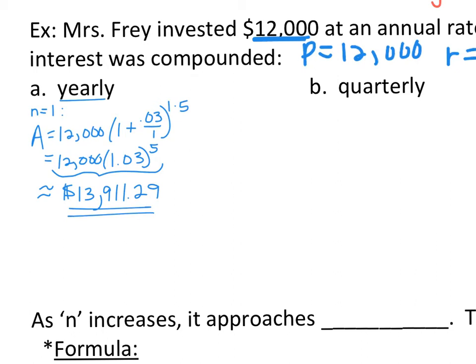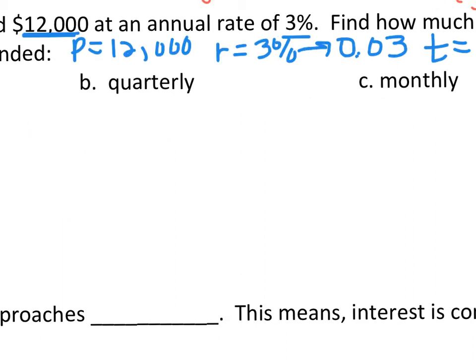When you're ready, let's try quarterly and see what that does to the amount we'll have after 5 years. Quarterly means once every 3 months, or 4 times a year. That changes our n value to 4, but everything else will stay the same. A equals 12,000. And now our parentheses is going to be a little bit more intriguing to figure out. 1 plus r over n, so that's going to be 0.03 over 4, to the 4 times 5, or n times t, power. What you want to do in the parentheses is just make 1 a fraction and get a common denominator. So it really isn't that difficult.